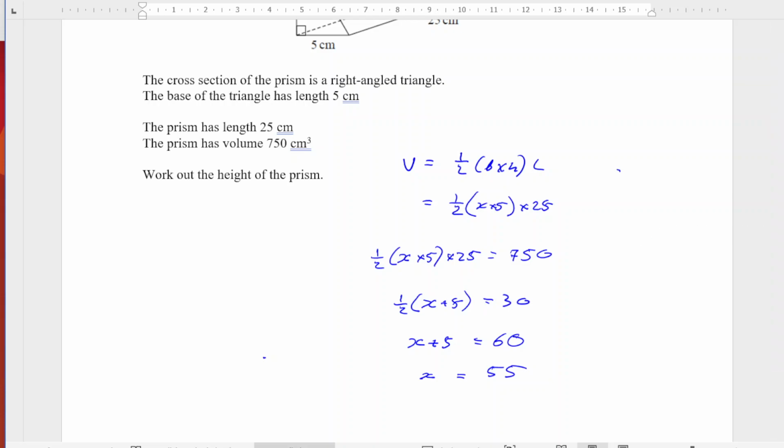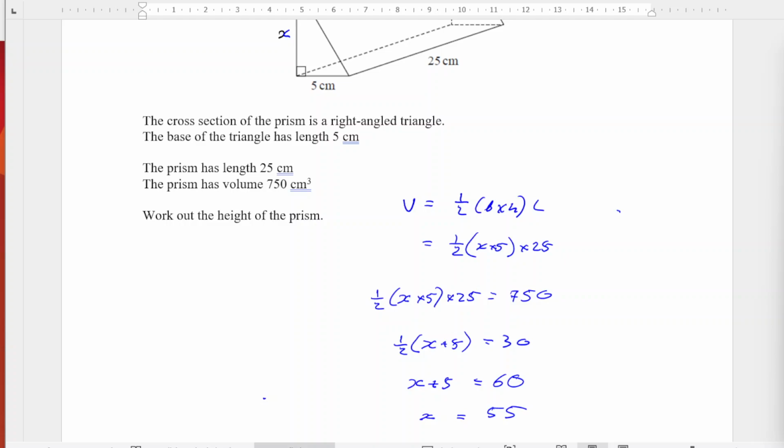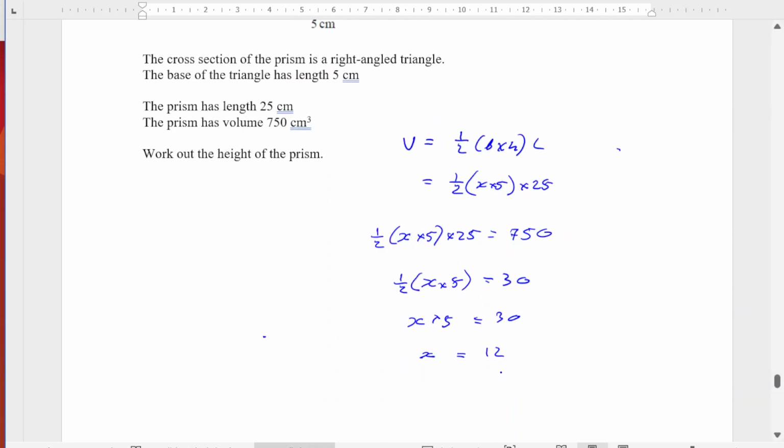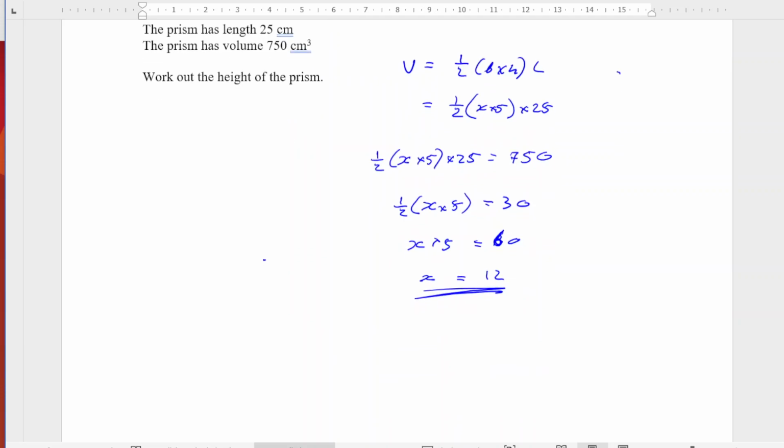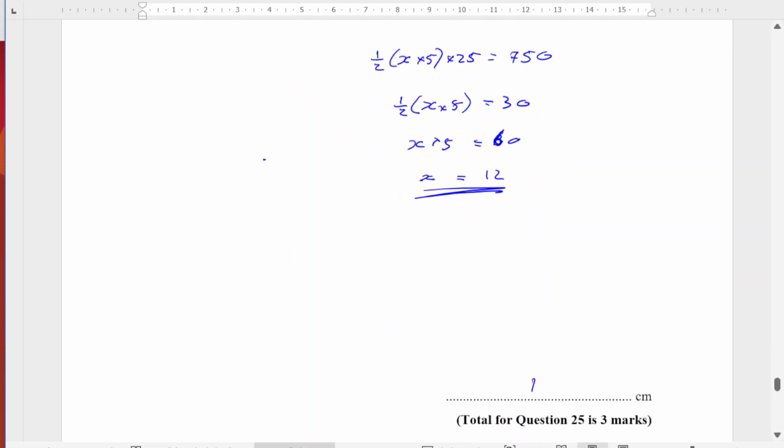So let's have a look. Okay, so my mistake is between this line and this line, my multiplication changed to a plus. So let's just put that back as a multiplication. And then 30 divided by 5 is going to be equal to 6. Sorry, 60 divided by 5 is going to be 12. So there we go. That's the right answer. Apologies, made a mistake there again.